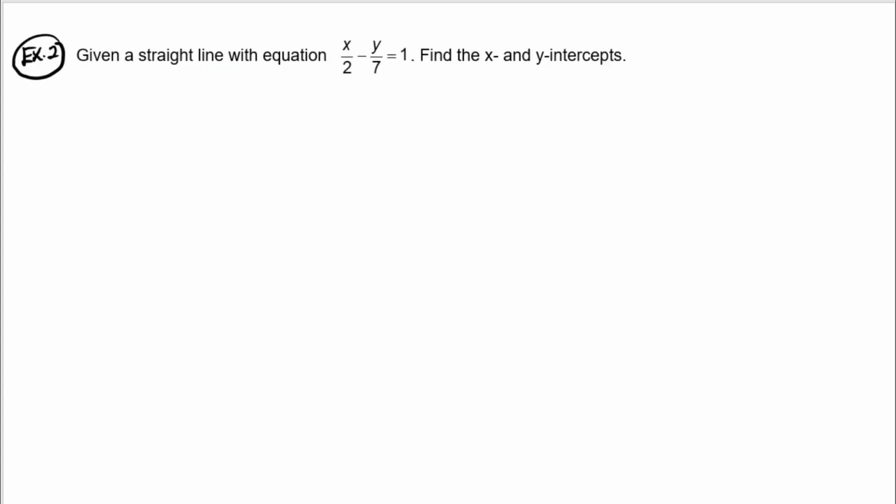Right now, let's say we have this equation of the straight line, which looks like what we call the double intercept form, but it is not, because we should have a plus in the middle there. So how to get a plus there? It will be x over 2 plus y over -7, which is equal to 1. We need to find the x-intercept and y-intercept.